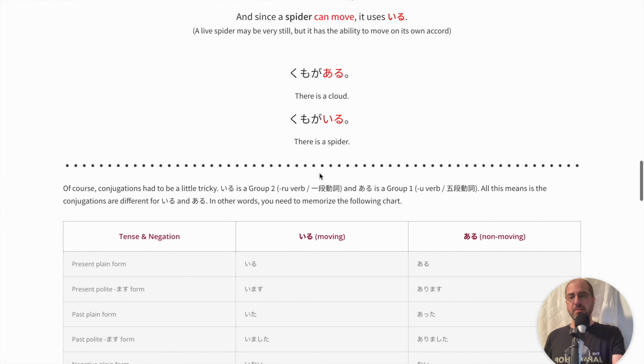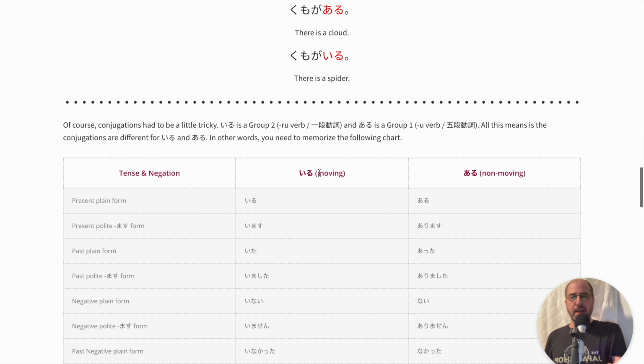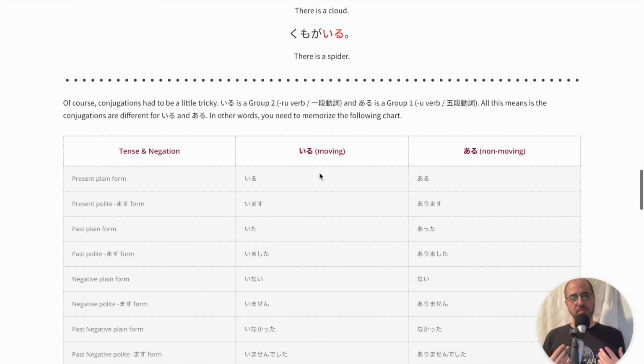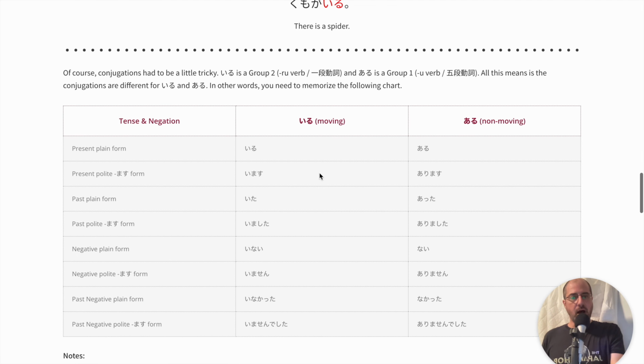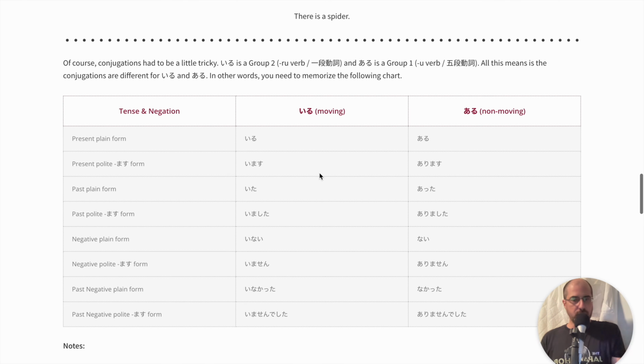There is a cloud, there is a spider. Now, the conjugations of these two words, aru and iru, are very tricky. Japanese verbs have three groups that are commonly put together: the irregular verbs, which are really just two, and then you have group one and group two. Well, iru and aru are in two different groups, so they're conjugated differently.